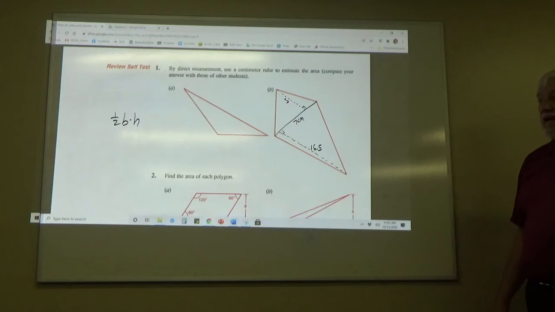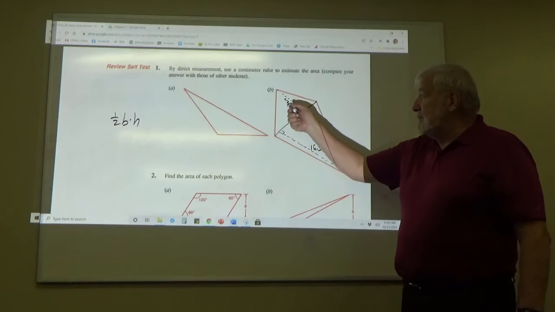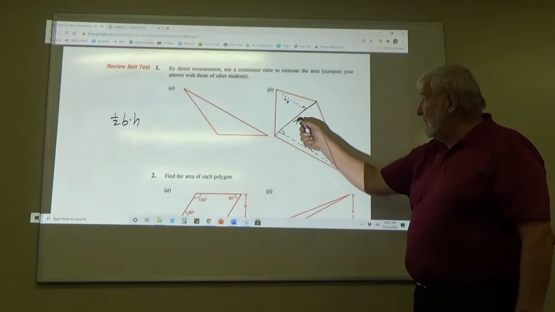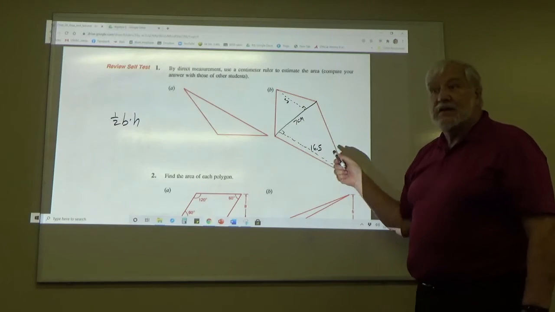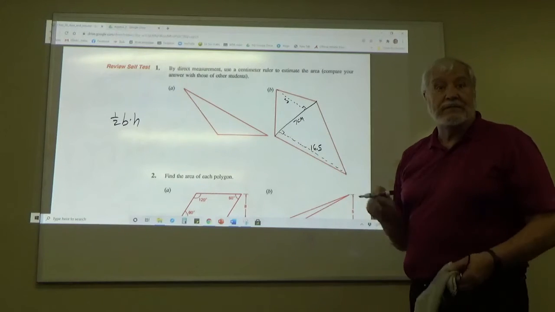Now, how do I now find the area? 7 centimeters times 5 times 1/2, right? Plus 7 times this times 1/2. And that sum will be the area of the whole thing.